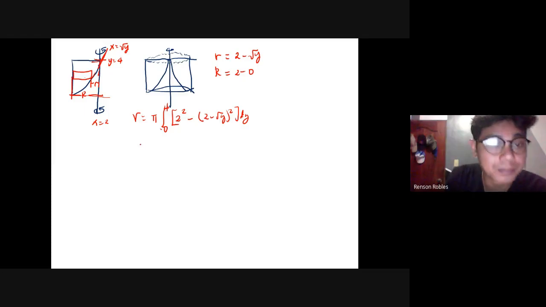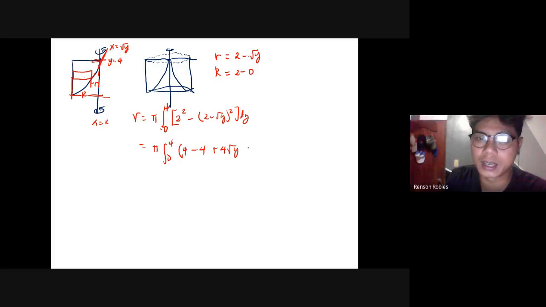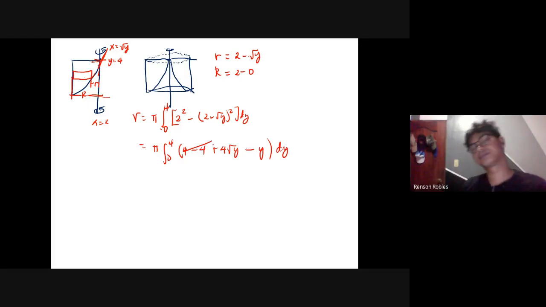Then you have pi, 0 to 4, you expand this part, then you introduce the minus sign. 2 squared is 4. So it will become minus 4. 2 times square root of y times 2, so that's 4. Minus, minus, plus 4 square root of y, then this is minus, so minus y dy. So this will become 0, and then we integrate this part. Am I right?